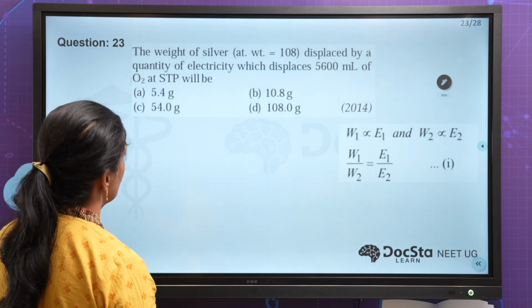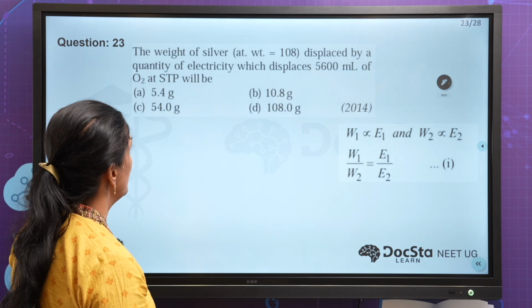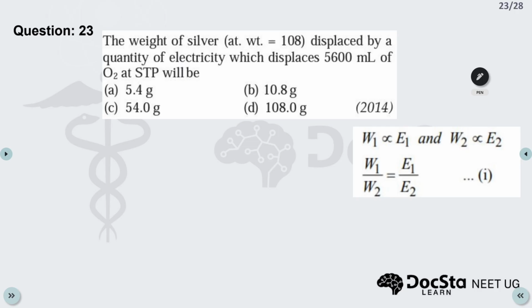Now the next question is based on Faraday's second law of electrolysis, that is, the weight of silver displaced by a quantity of electricity which displaces 5,600 ml of oxygen at STP. Faraday's second law we know. Here, the weight of silver is what we have to determine, isn't it?